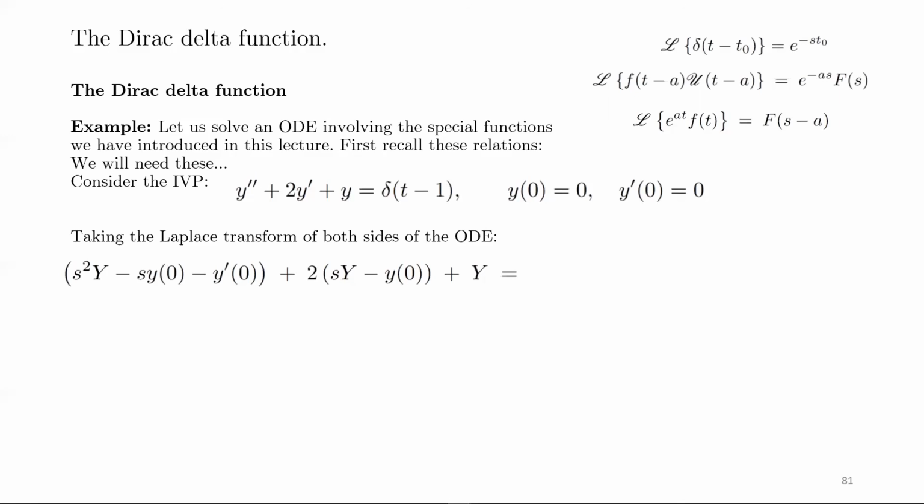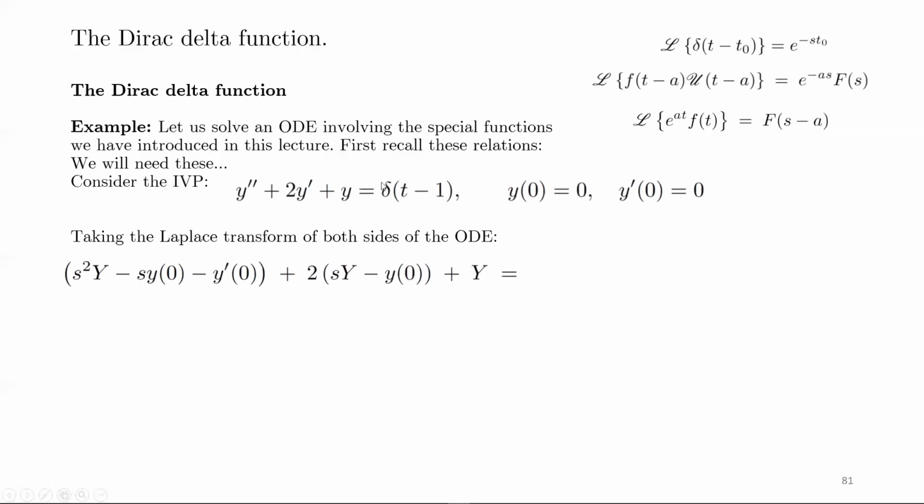We're going to take the Laplace transform of both sides of the ODE. So again, if we take the Laplace transform of y double prime, we get this expression here. But both our initial conditions are 0, so these two terms here are going to be 0. Plus 2 times the Laplace transform of the first derivative of y, and again, this initial condition is going to be 0. Plus y, so the Laplace transform of y of t gives us capital Y of s.